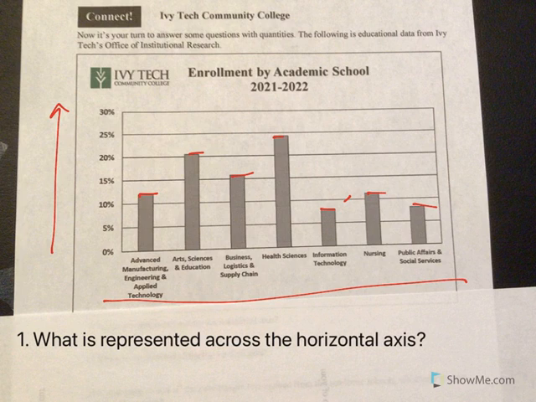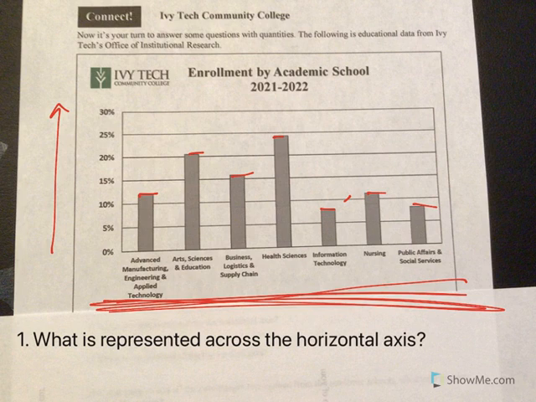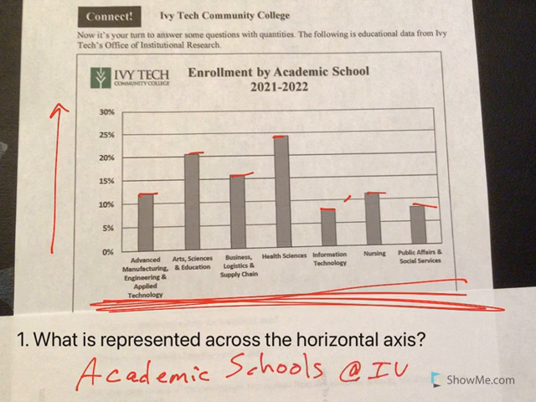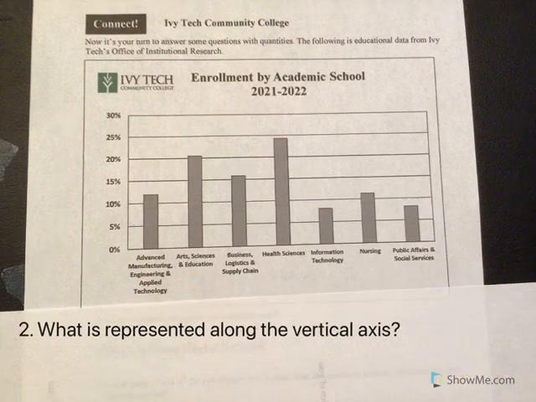So what is represented across the horizontal axis? Remember, horizontal is left to right. And so these are the academic schools. Now you could even go further to say the academic schools at Ivy Tech Community College, because specifically it's this school, right? It's not academic schools everywhere. It is specifically at this school.